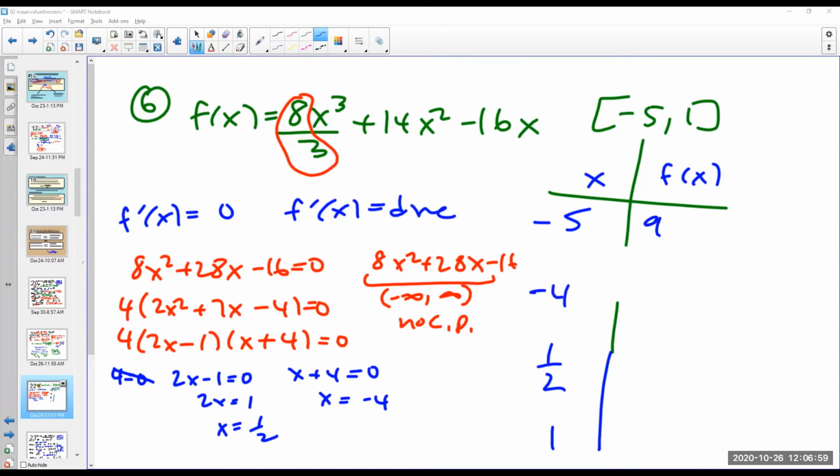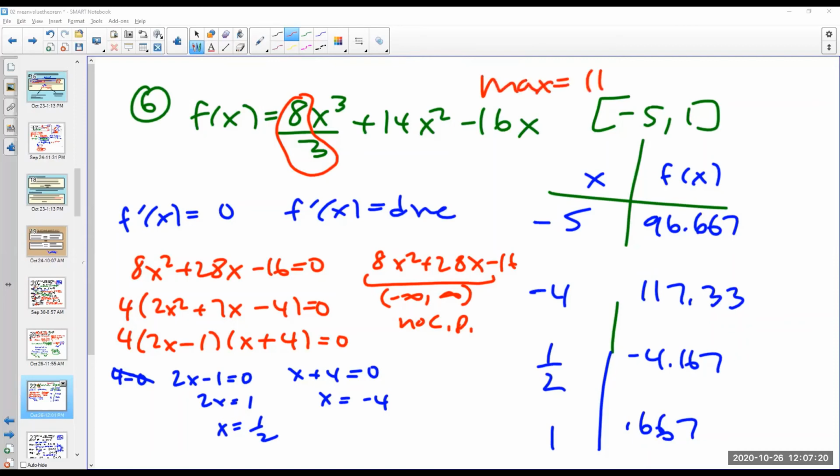So I have 96.667. I want you to go at least 3 decimal places, 117.33, -4.167, and 0.667. You can round or you can truncate. I'm going to pick my largest value. What's my largest value? Okay, so I'm going to say max is equal to 117.3.